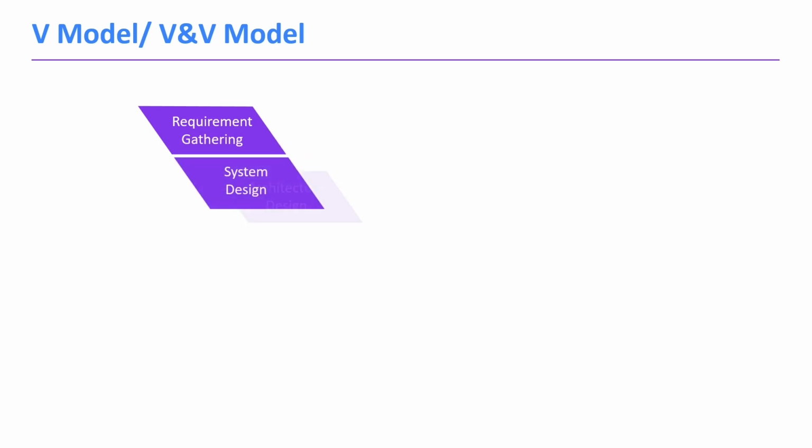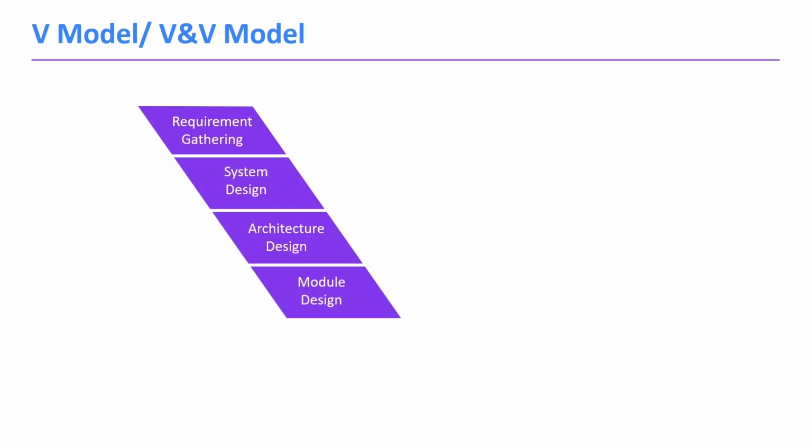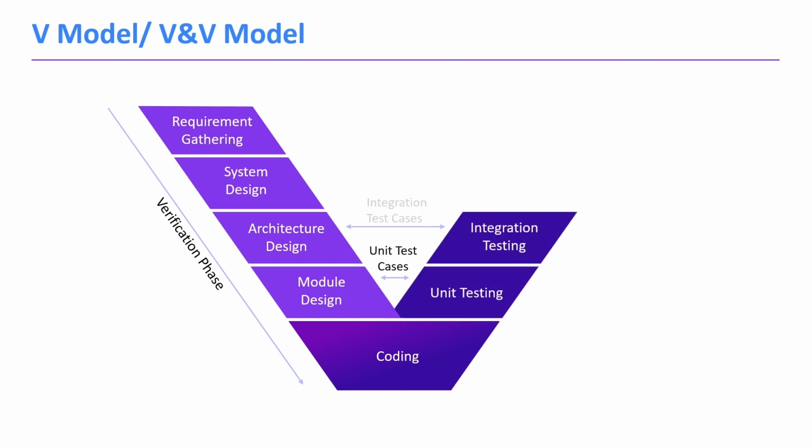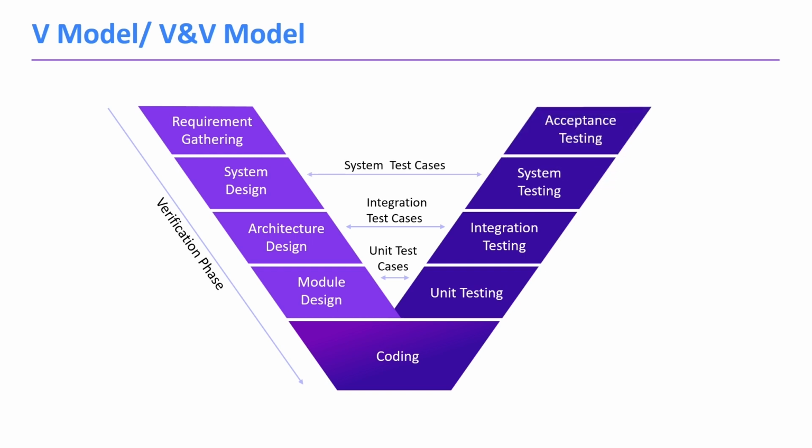In the V model, activity starts from requirement gathering, system design, architecture design, module design, coding. So these phases are called the verification phase. Then after the coding, we have unit testing, integration testing, system testing, acceptance testing. So these phases are called the validation phase. In each phase of the V model, testing is conducted.